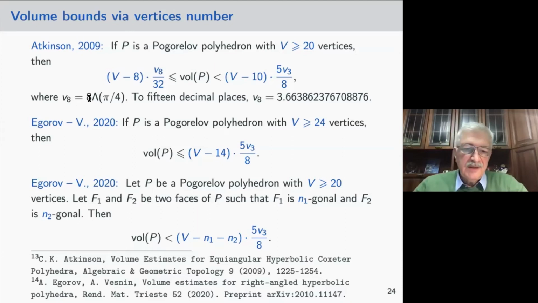This is the Lobachevsky function calculated at 0.504, and up to 15 decimals, this is 3.66, and so on. This is the volume of the ideal regular octahedron in hyperbolic space, which is some constant.